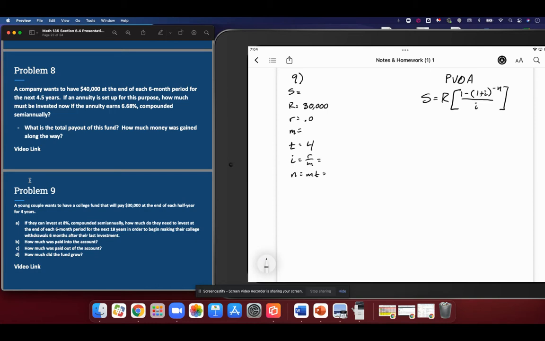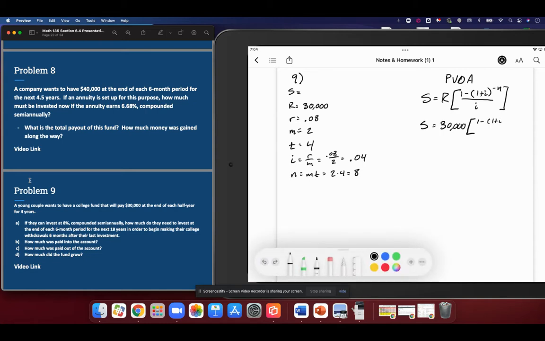So our rate is going to be 0.08. Our M is going to be 2 because this is going to happen semi-annually. And so I is R over M, so 0.08 over 2. And that gives us 0.04 for our I. And N is MT, so 2 times 4 is 8. And so we want the total amount that will produce 30,000 every 6 months for 4 years. And my I is 0.04. And N is 8.